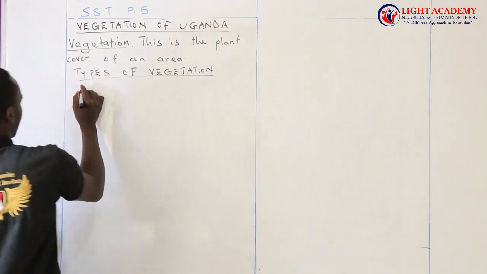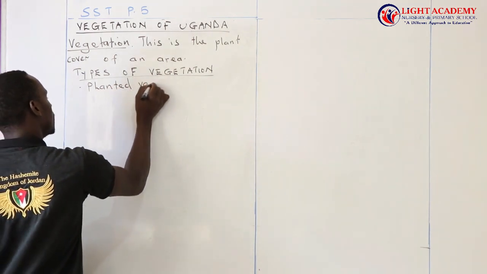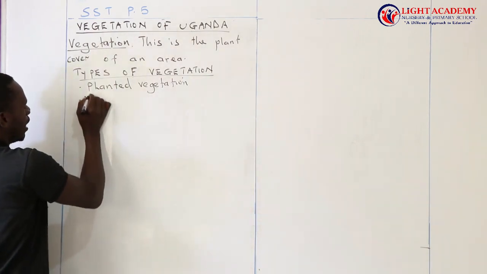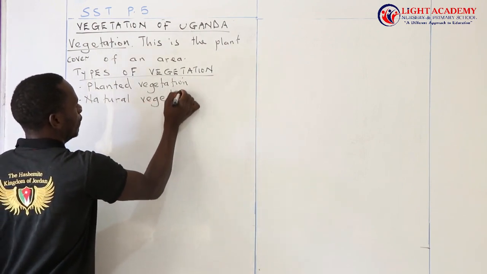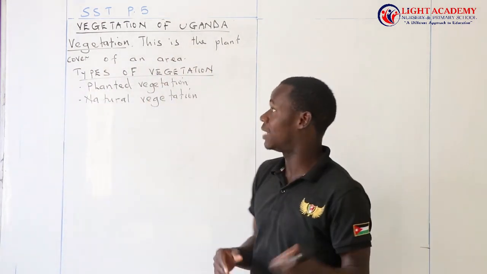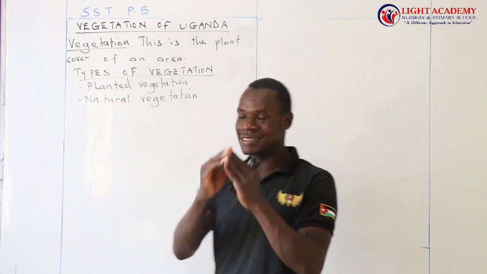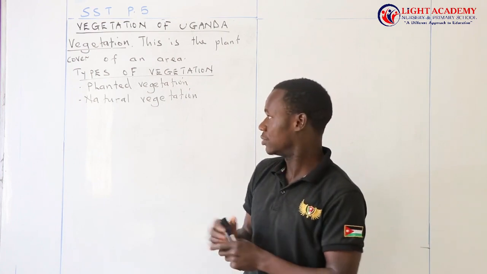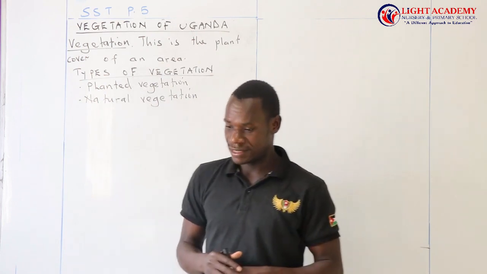One of them, we have planted vegetation, and number two, we have the natural vegetation. My dear learners, we have defined vegetation. Now we have said vegetation is the plant cover of an area. We have gone further and we have looked at types of vegetation. And I've told you, we have two types of vegetation. Namely, planted vegetation and two, the natural vegetation.